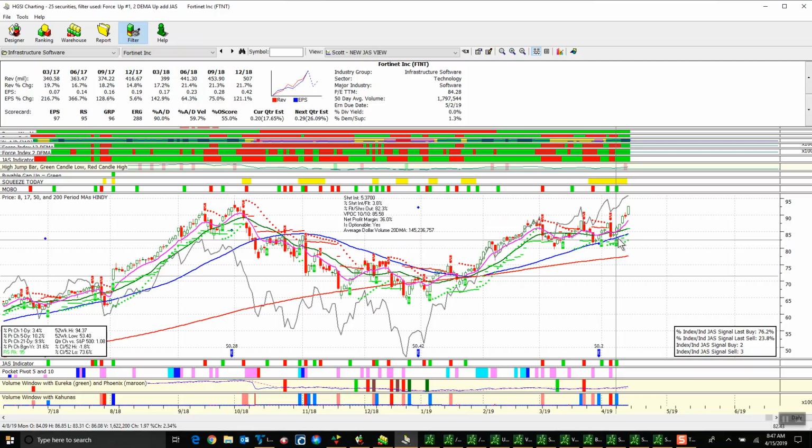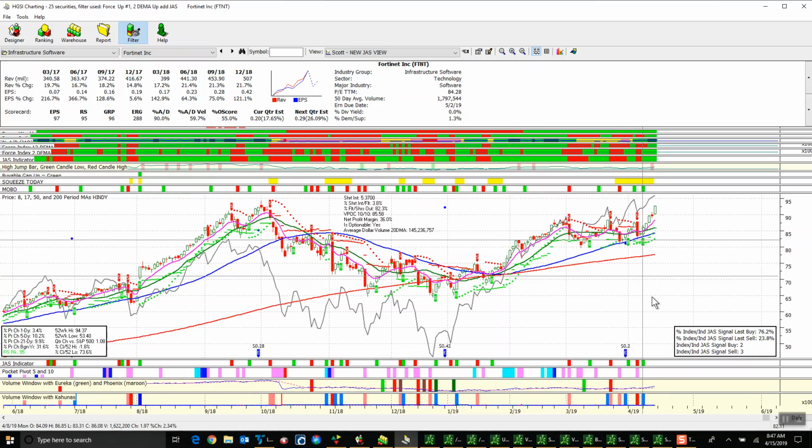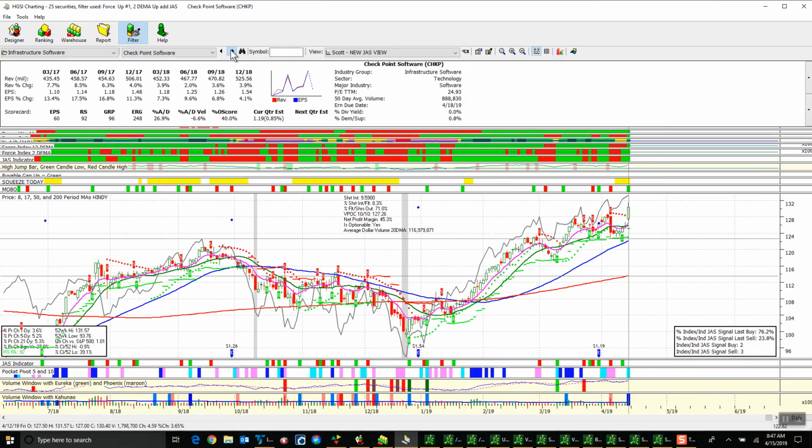It doesn't say to go and buy it. 3/4 of the stocks are in buy signals in this group. Fortinet looks interesting right here. I could buy it here, be happy with it. Ditto with Checkpoint. OKTA, another one. So there's a lot to like still in the application technology stocks.